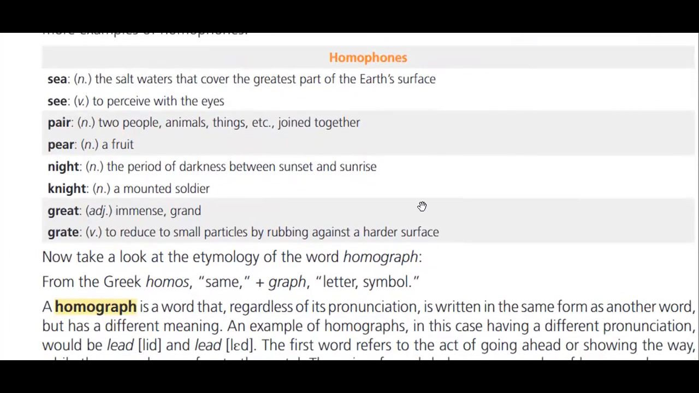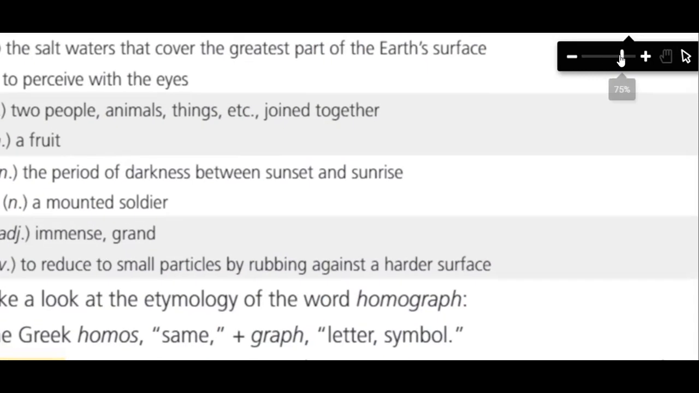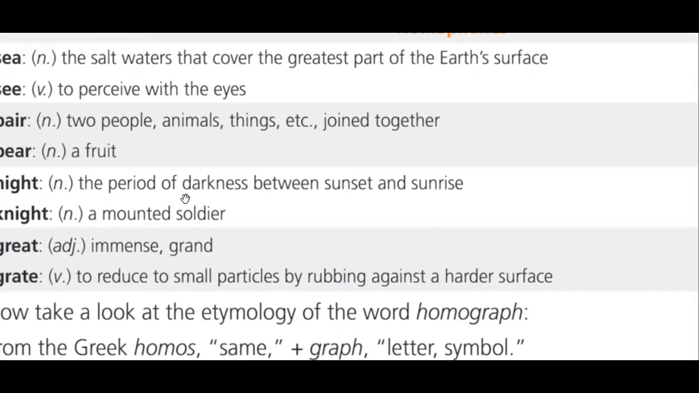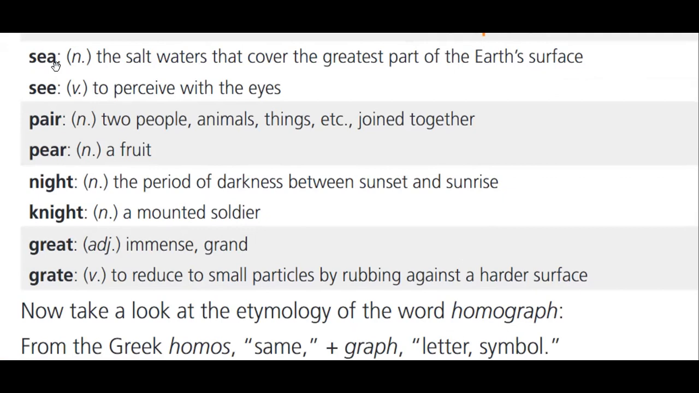We have more examples of homophones. Remember that all of these words are pronounced exactly the same way. Sea and see. And you have the definitions here, so you can see how different one word is from the other one. Pair and pear, night and knight. So this gh right here is silent. Then great and grate.